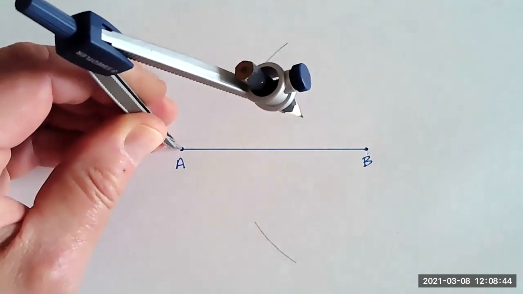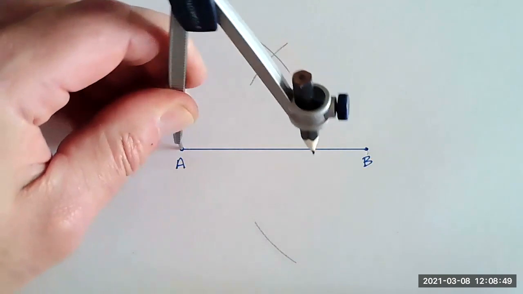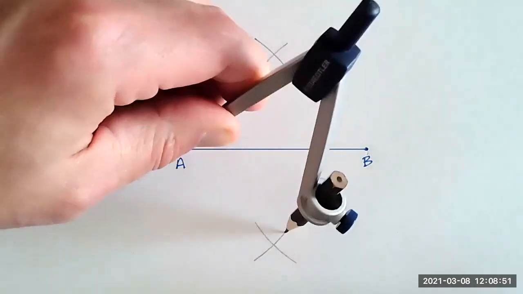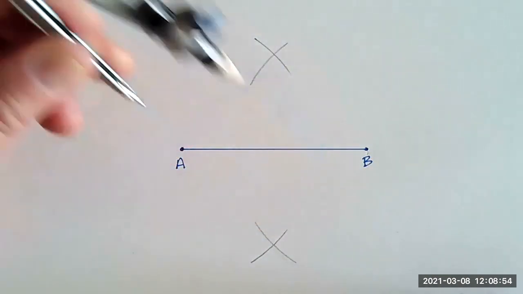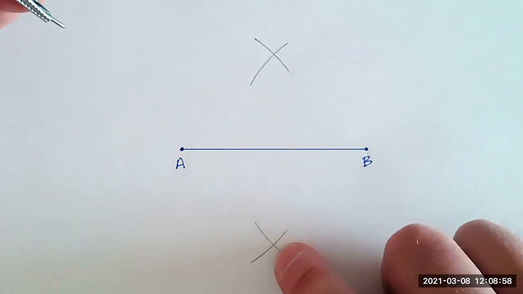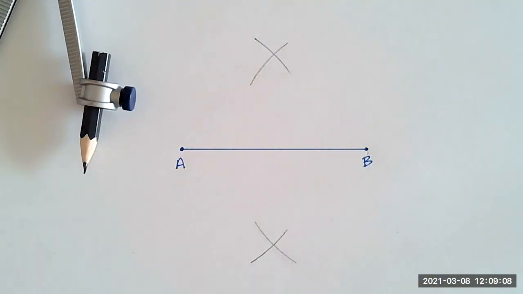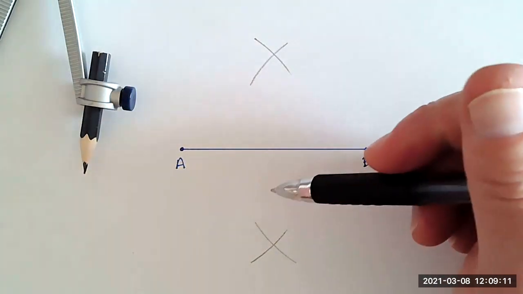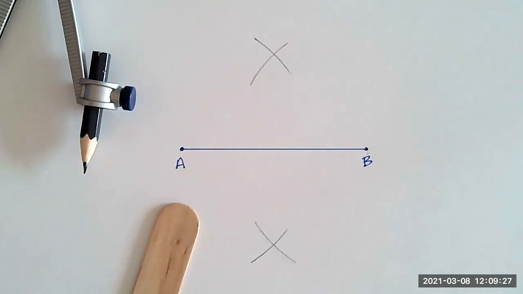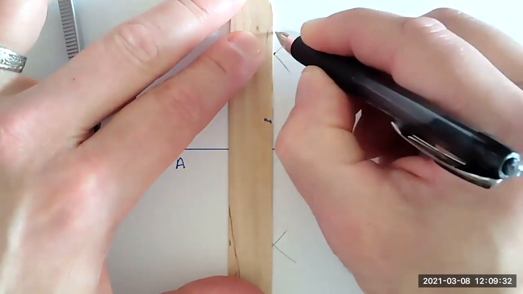Move the point of the compass to the other endpoint, and throw two more arcs on opposite sides of the segment. You're probably noticing that the distance from B to the intersections and from A to the intersections are the same distance. So if we connect all four, we have a rhombus. If we connect the intersections with the straight edge, we have a perpendicular bisector.